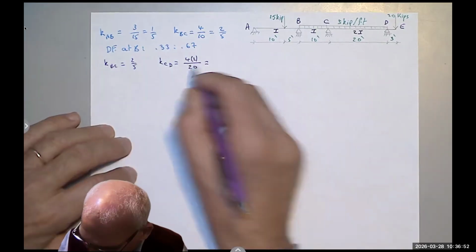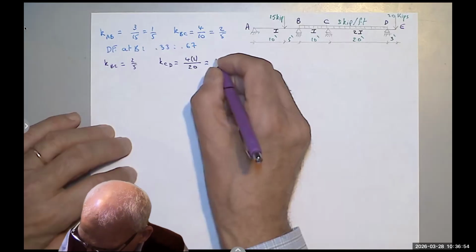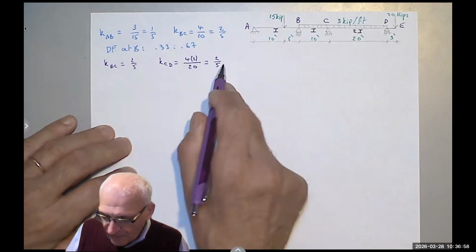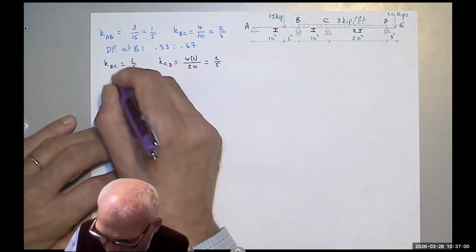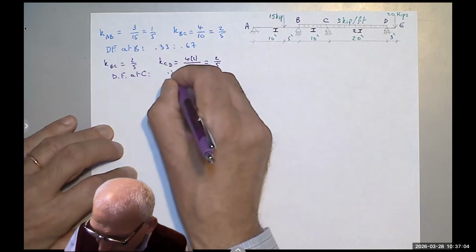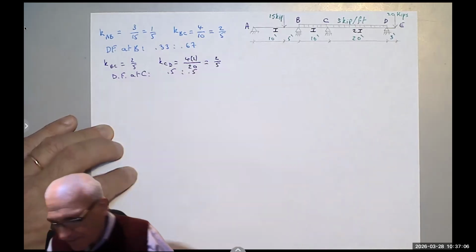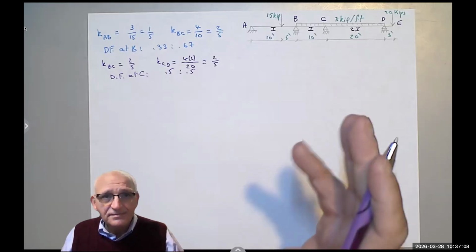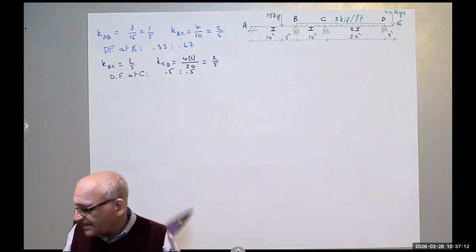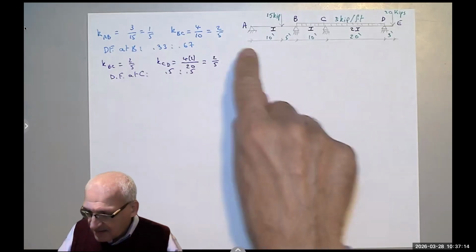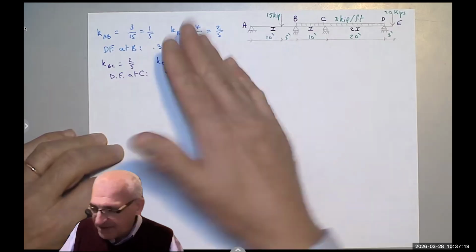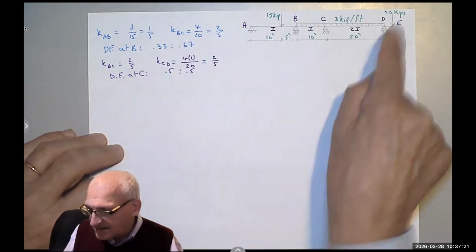Okay, so 8 over 20, which is 2 over 5. So 2 over 5 and 2 over 5. So the distribution factor at C would be 0.5 to 0.5. Now, the next thing is to calculate the fixed end moments at B, C, D, right? B left, B right, C left, C right, and D.